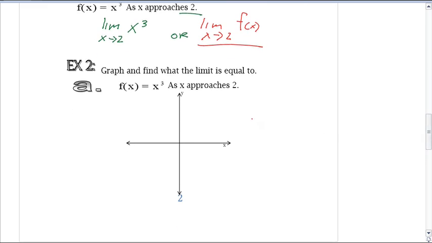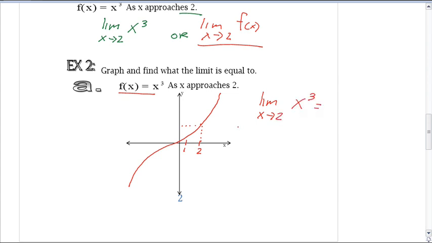Example 2. Graph and find what the limit is equal to as x approaches 2. Okay, this is a cubic. This is just a rough sketch, so bear with me here. Looks a little something like this, and I want it as x approaches 2. So 1, 2 on the x-axis. Now, what a limit is, it's basically the intended height of the function. So let me go ahead and write it as a general limit real quick. Limit as x approaches 2 of x cubed.